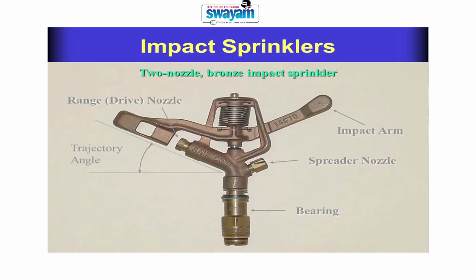Let us see the impact sprinkler. You can see two types of nozzles. One is the range nozzle, another is the spreader nozzle. The range nozzle covers the larger area of irrigation, and there is an impact arm by which it rotates, and there are bearings and all that. So, there are very few moving parts, very little maintenance is required, and there is not much problem in regularly operating it.